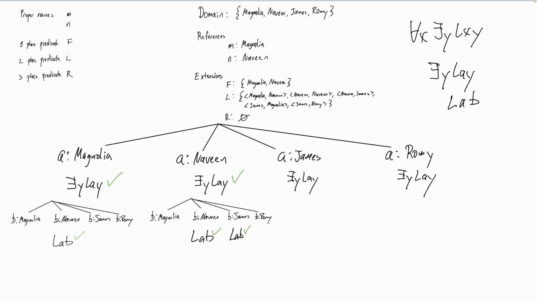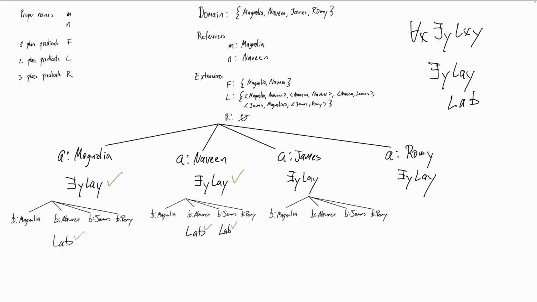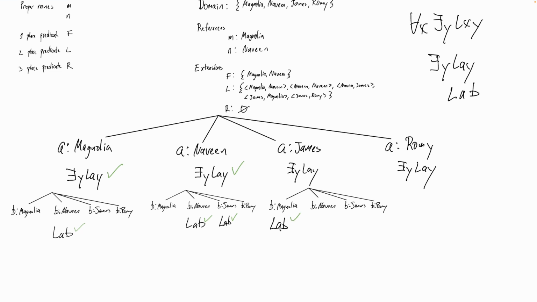And again, to work that out, we have to look at all the ways of expanding that valuation by further assigning a referent to B. LAB has to be true on at least one of those valuations. And indeed, LAB is true on 2 of them, when B refers to Magnolia and when B refers to Romy, because the pair James-Magnolia is in the extension of L and the pair James-Romy is in the extension of L.